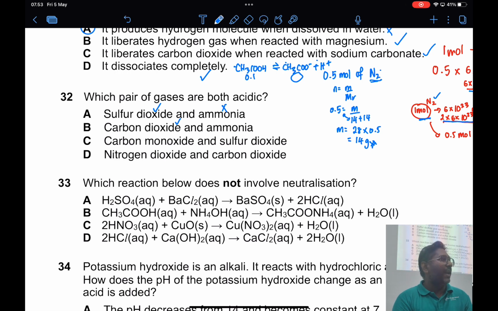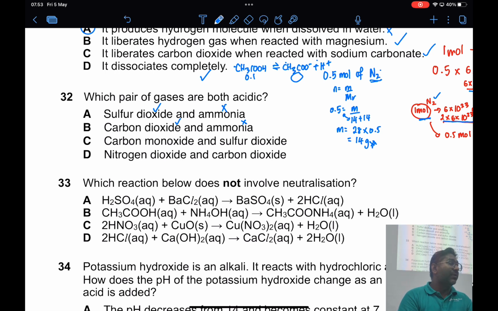So ammonia, is it acidic? That's why I said no. It is basic, so this one no. Carbon monoxide, what is the gas? Is it acidic? Is it basic? Yesterday only I mentioned this.